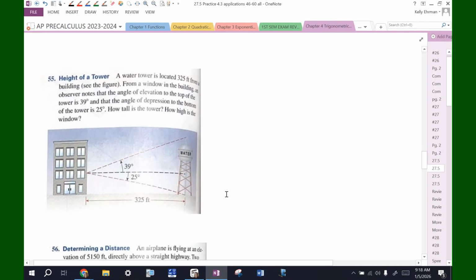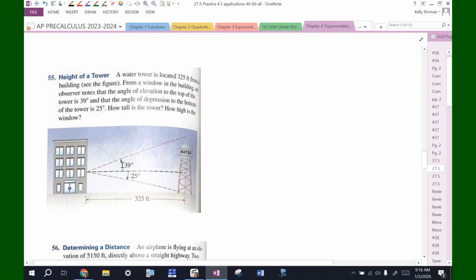All right, let's look at this one. Seems like a similar scenario, but maybe we have a different side length. So a water tower is located 325 feet from a building. See the figure. So they've given that distance here, but that's this length from here to here. So 325. I'm going to put it in the picture. From a window in the building, an observer notes that the angle of elevation to the top of the tower is 39. That's marked in for us. Angle of depression to the bottom of the tower is 25. Also marked in for us. How tall is the tower? How high is the window?